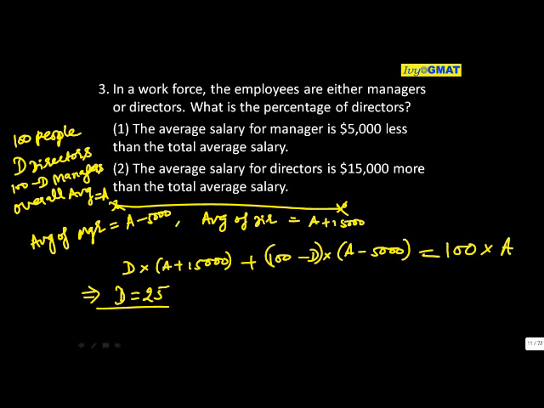Do you get this? A cancels or no? Just check. A will cancel out. Are you getting D as 25? You will get that. Now this would be a very surprising question for you again because after combining I am getting the answer. So my answer is not E, my answer is C. What is the percentage of directors then? Out of 100 if it is 25, so it should be 25% directors.